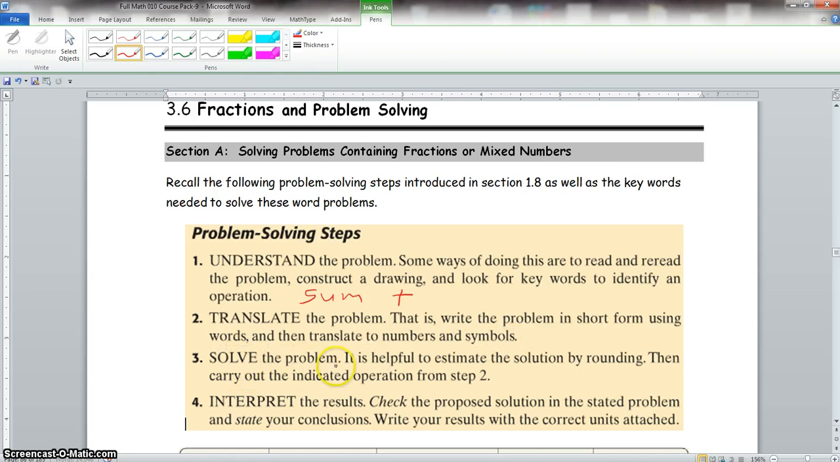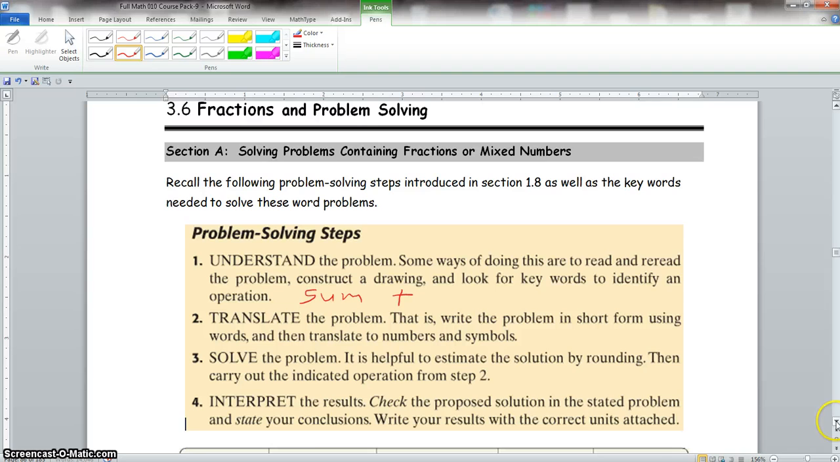Number 3, solve the problem. It is helpful to estimate the solution by rounding, then carry out the indicated operation from step 2. You don't necessarily have to estimate it, but it's just good that you all know how to use the operations to solve the problem. Now, number 4, after you get your answer, you need to interpret the results. Check the proposed solution, the stated problem, and state your conclusions. Write your results with the correct units attached.